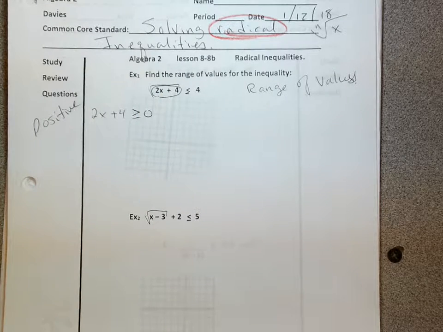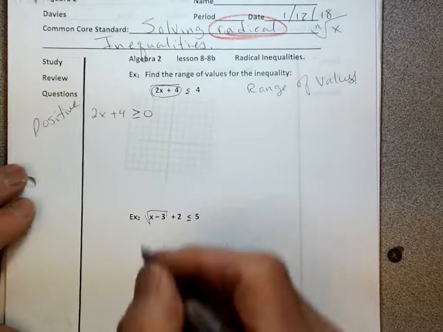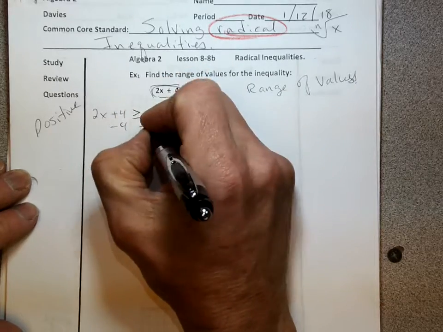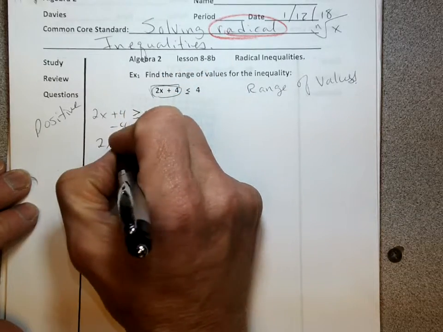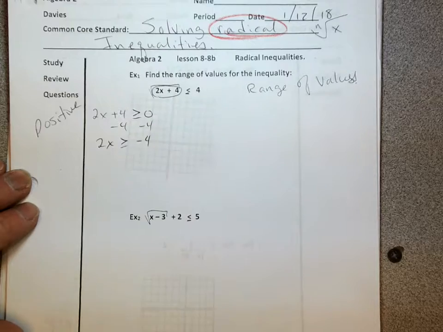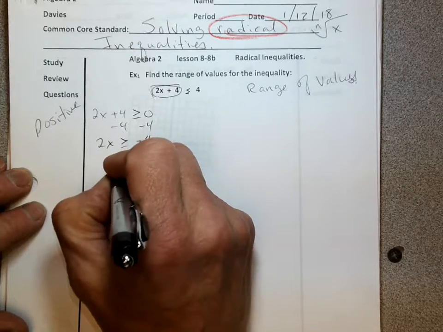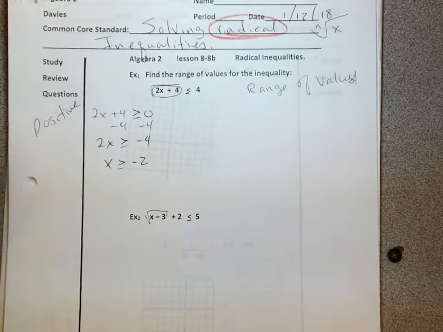So I'm just going to solve it. This is easy to do. We just have to remember that these are not difficult problems. We have to remember, though, there's a range of values. So minus 4, 2x is greater than or equal to negative 4, right? Divide by 2, and x is greater than or equal to negative 2. Okay, so that's the low end of the range, right?